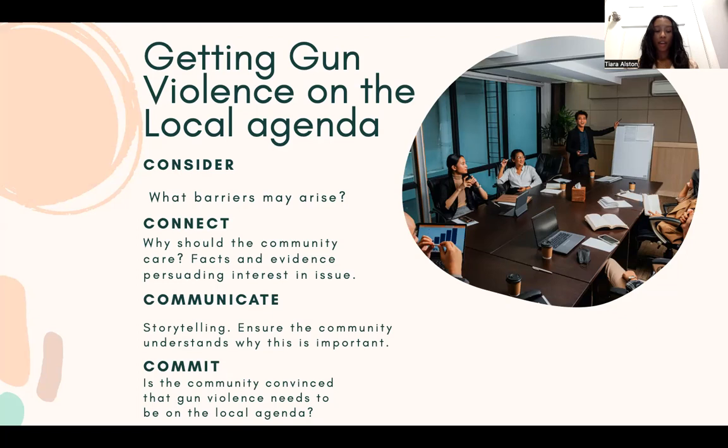So next, you want to connect. So how is gun violence impacting the community directly, and why should they care? So this is where you bring in the facts. So between the year 2000 and the year 2020, 31,780 children died from gun violence. And that's just children. Gun violence is the leading cause of death for children in the United States.